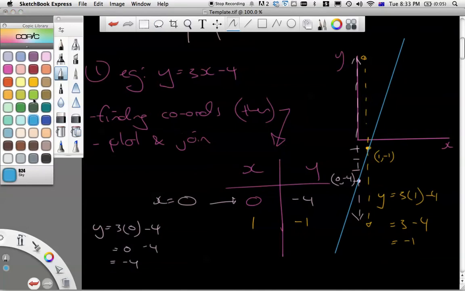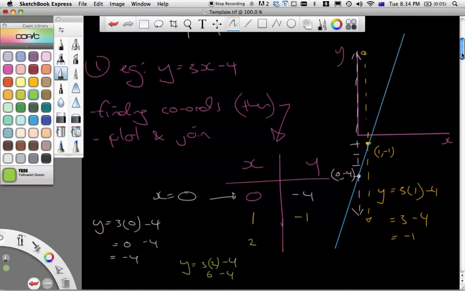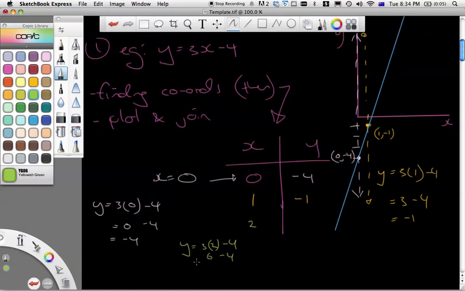But what about if we want to look at another point? Just to double check, x equals 2. So we've got y equals 3 times 2 minus 4, and this is 6 minus 4, so y equals 2. So we've got 2, 2. So we should find that if we go 1, 2 across, and then from there 1, 2 up, hopefully that's on our line. And if we've drawn everything to scale, then it is.